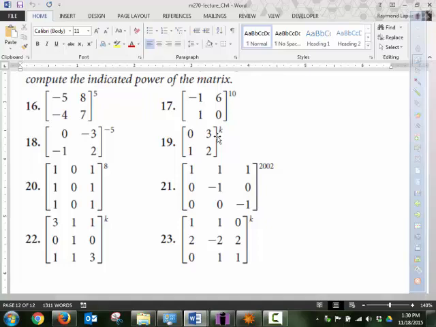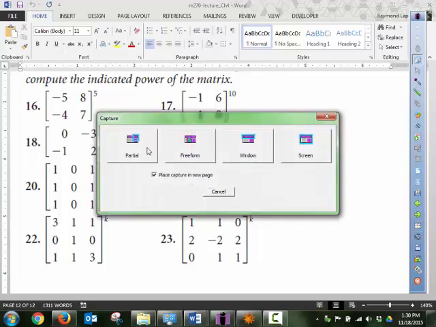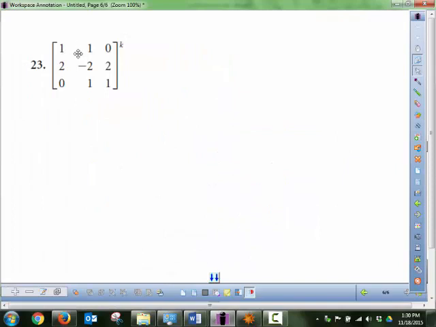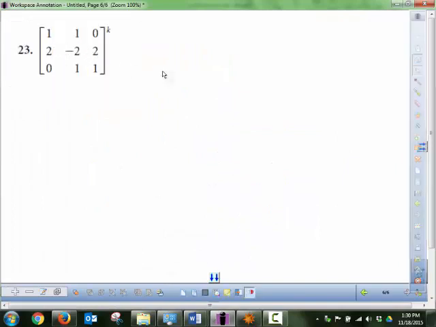Should we do number 21 or 23 or 22 or 20? 23 or 22? 23. Oh, there's another one with a k that I wanted to do earlier. I'll do that. All right, so this is a 3 by 3.